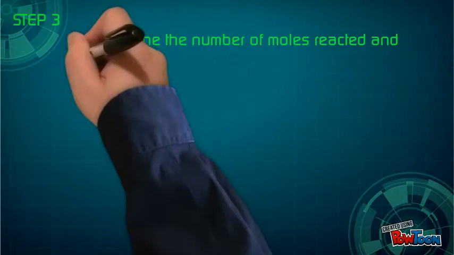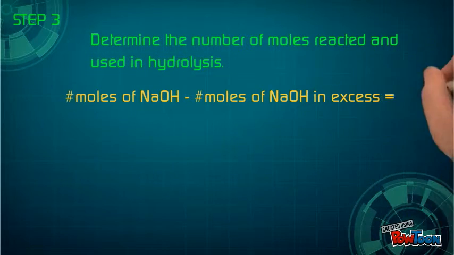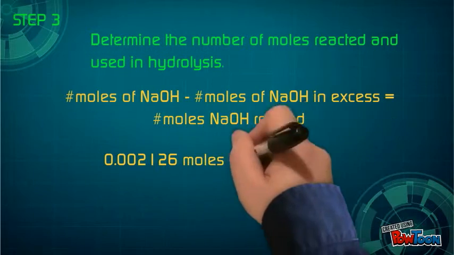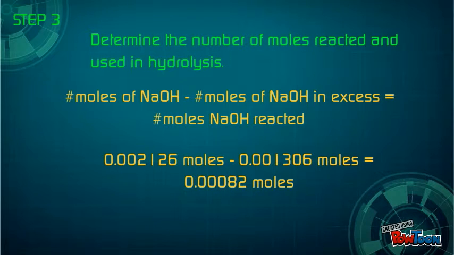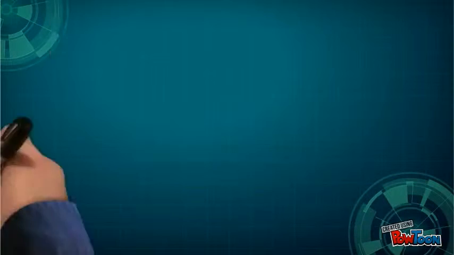Next, we need to determine the number of moles of sodium hydroxide that were reacted. We take the moles of sodium hydroxide in excess, 0.001306 moles, and subtract it from the total moles of sodium hydroxide found in the last step, 0.002126 moles. This gives us the total number of moles of sodium hydroxide that actually reacted.